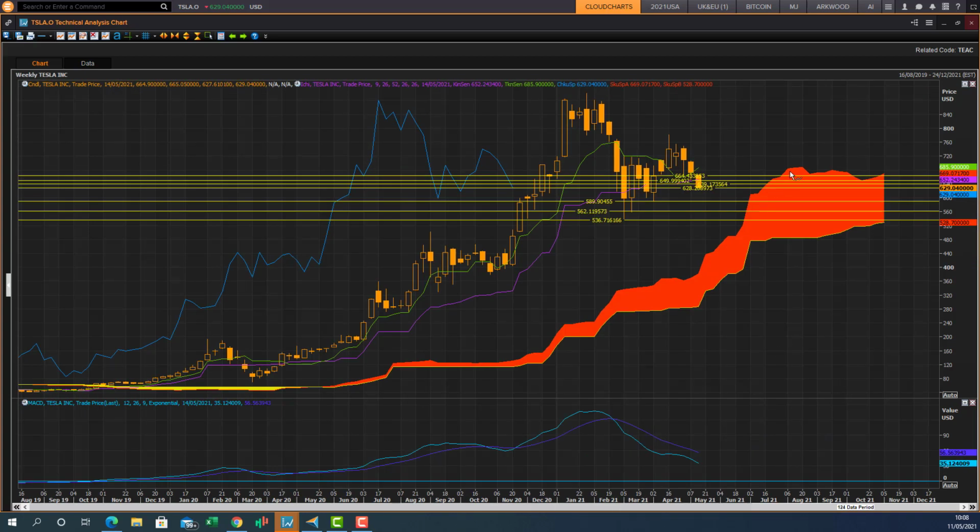You can see it's failed to find support at the top end of the front end of the cloud, and there is a possibility that it can dip back into this cluster of support levels as well as the bottom end of the front end of the cloud here. So there's significant downside risk.